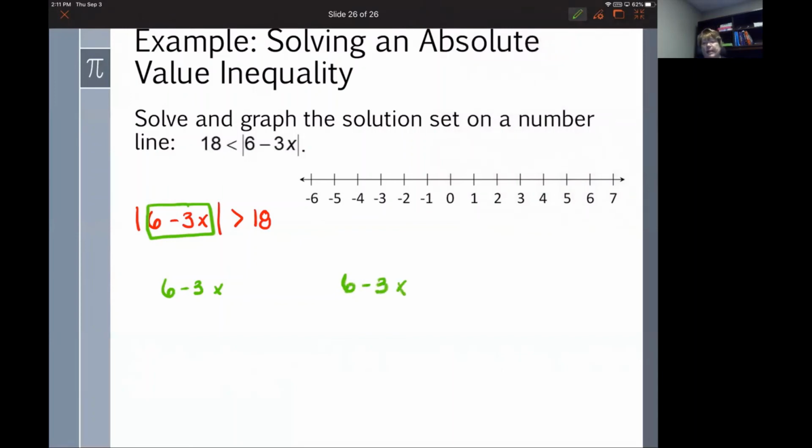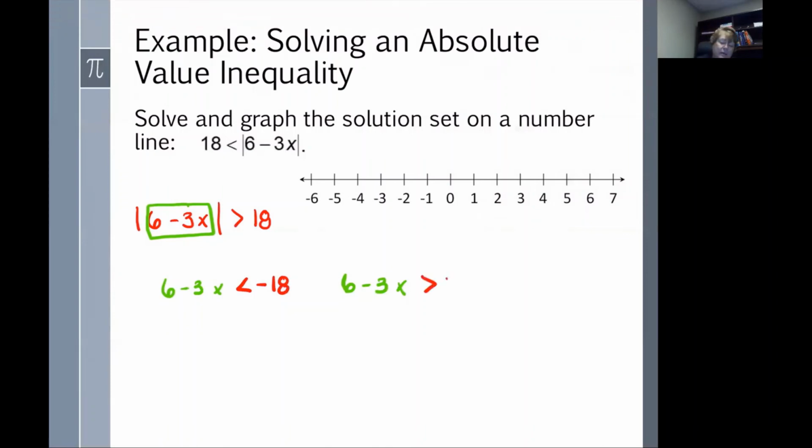Okay, so what's inside the absolute value bars? 6 minus 3x. You're going to take that and set it less than the negative constant, less than negative 18. Then you're going to set it greater than the positive. So where is the distance? Because that's what that means. The distance is greater than 18. Where is the distance greater than 18? Well, to the left of negative 18 or to the right of positive 18.